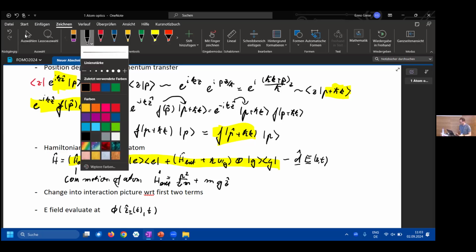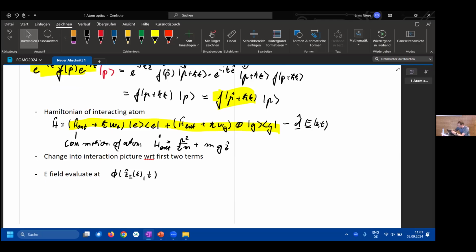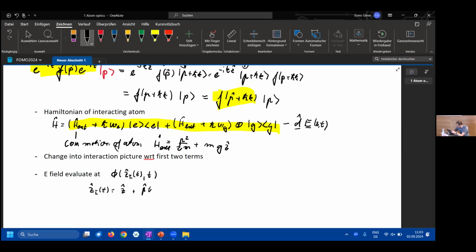And how does that interaction picture look? Well, it's a linear Hamiltonian, so it's fairly easy. We can write Z in this interaction picture as Z plus P hat times T over M minus g T squared over 2. So this is almost like a classical trajectory. The position depends on the momentum in time, and it changes because of gravity. In this particular interaction picture, it's like being in a freely falling frame, moving with the center of mass motion, and we do this by a unitary transformation.